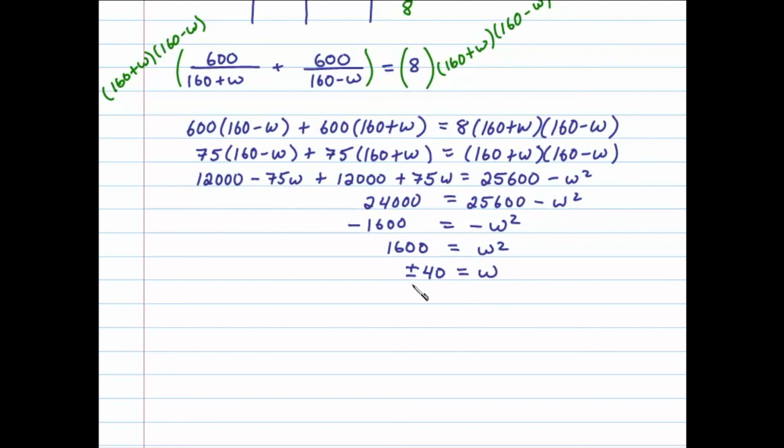Since W represented the speed of the wind, we'll disregard the negative answer, and so the speed of the wind was 40 miles per hour.